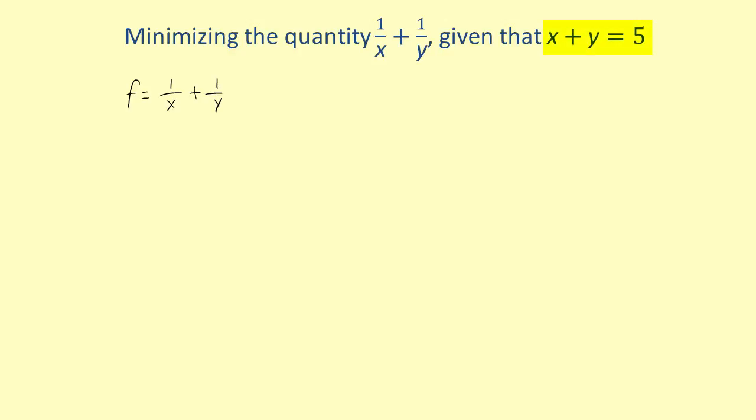Since we know that x plus y equals 5, we rewrite the equation for f into a single variable equation for f of x. Based on the given information that x plus y is equal to 5, solving for y results in 5 minus x. So we substitute 5 minus x into the original expression for y, as shown here.